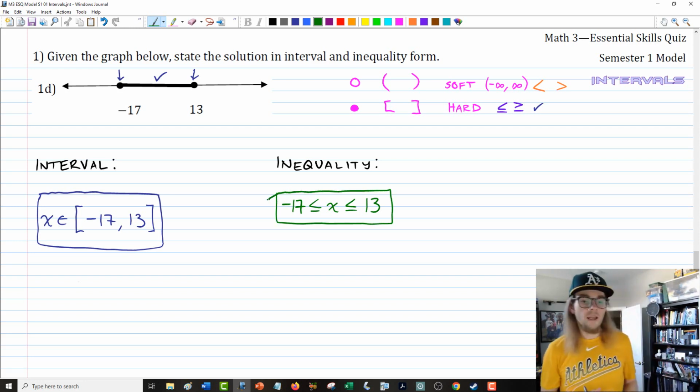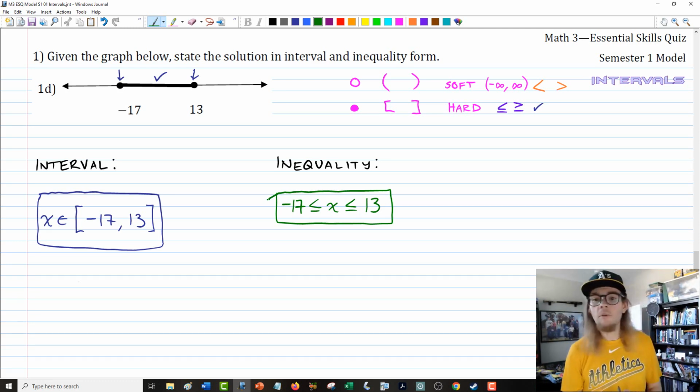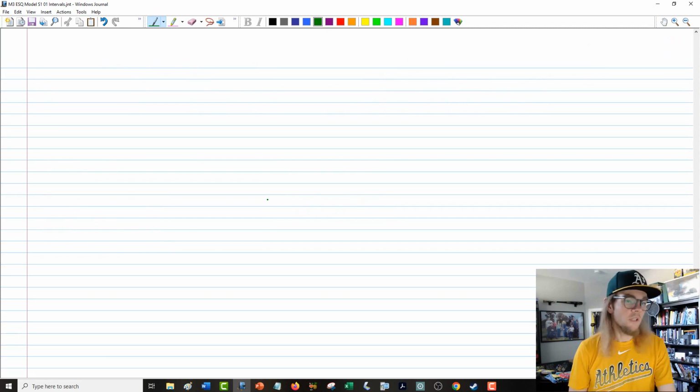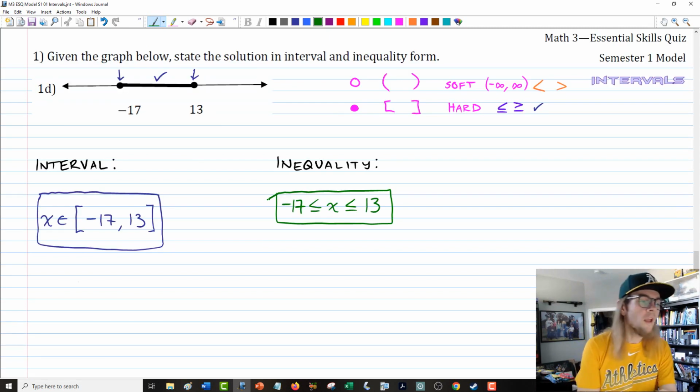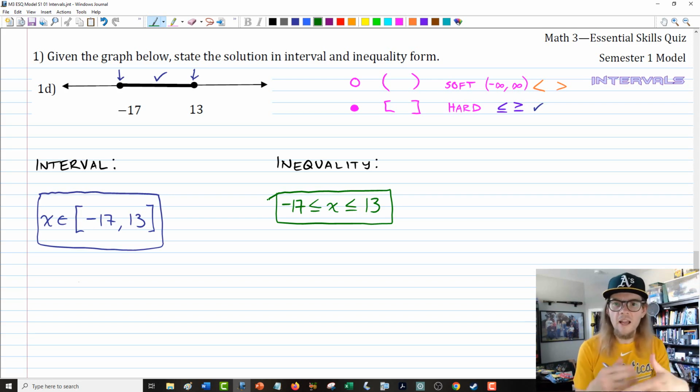With that said, that completes the first problem, if memory serves, from the standard quiz model. It does. Just had to check to make sure. It completes the first problem from the Essential Skills quiz model. So hopefully you found something helpful in here. Got a little bit of sort of a refresher course on intervals and inequalities and how to represent them mathematically using the proper notations.